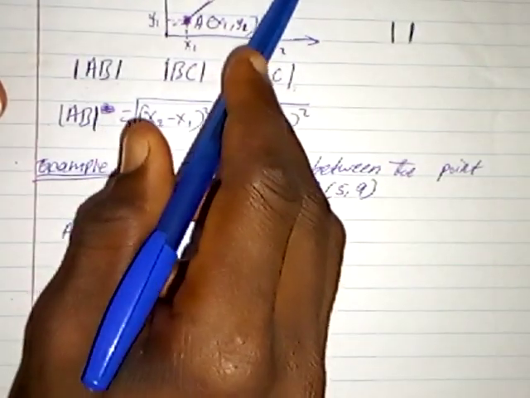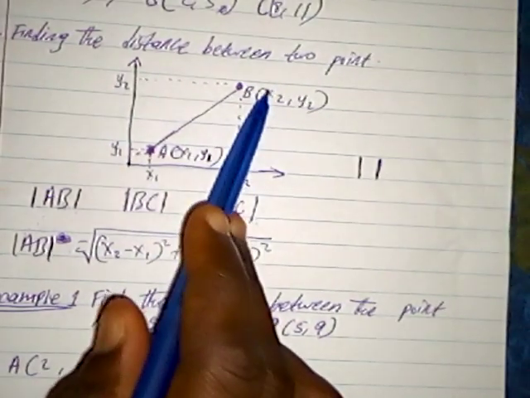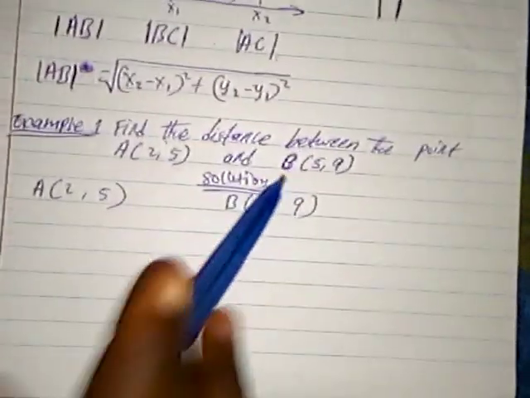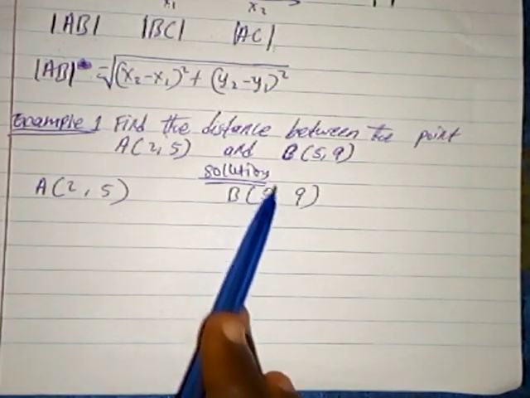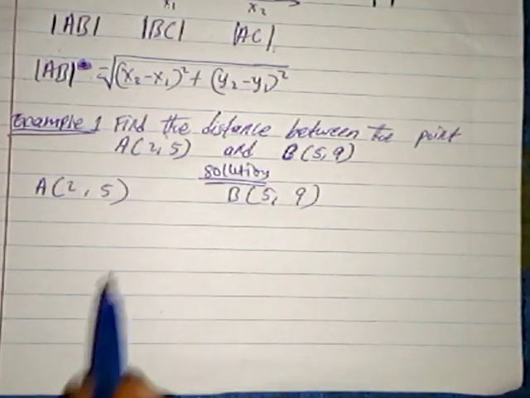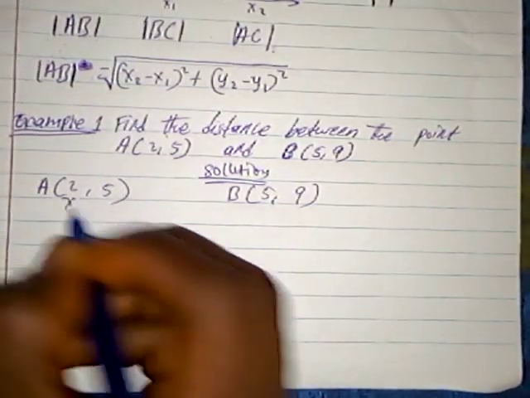You see? Always x should be first, y should be second, right? So here, 2 is the x, 5 is the y. 5 is the x here, 9 is the y. So we find the abscissa, right? Which is the x coordinate.